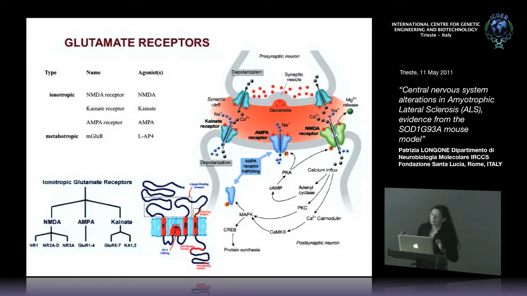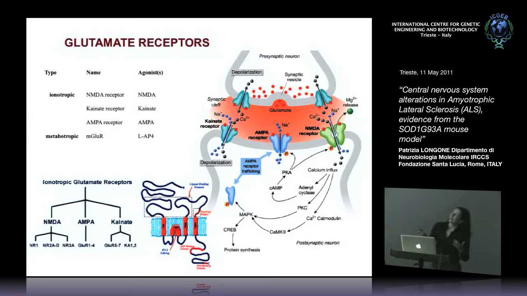Okay, glutamate is extremely important in the cellular mechanism underlying learning and memory, in particular the so-called long-term potentiation, which is widely recognized as the cellular mechanism underlying learning and memory processes. So it is a neurotransmitter extremely important in the physiological aspect of brain function.